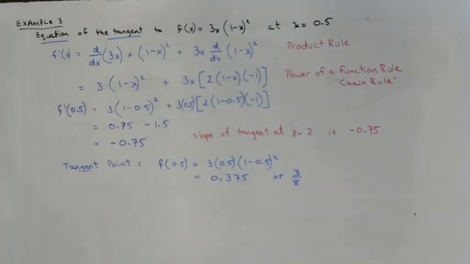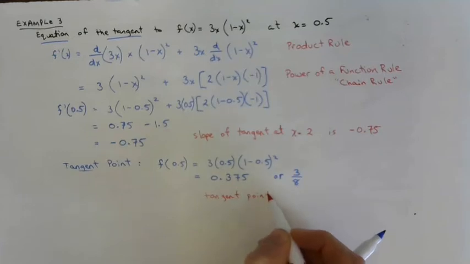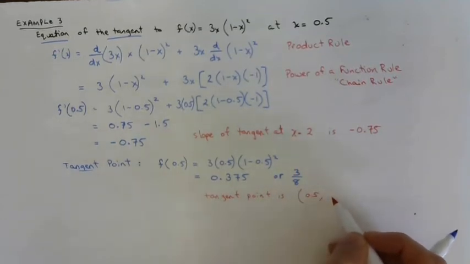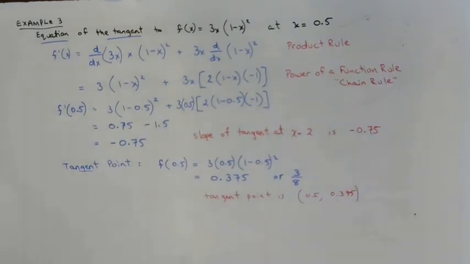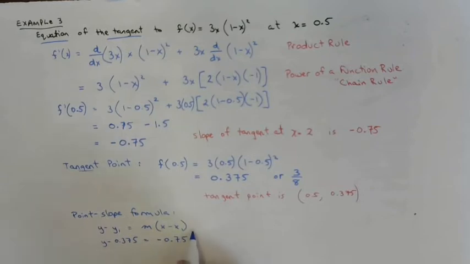So our tangent point is 0.5, 0.375. And now we're just using our point slope formula. We've got y minus y1 equals m times x minus x1. Our y coordinate is 0.375. Slope is negative 0.75. And our x coordinate is 0.5.